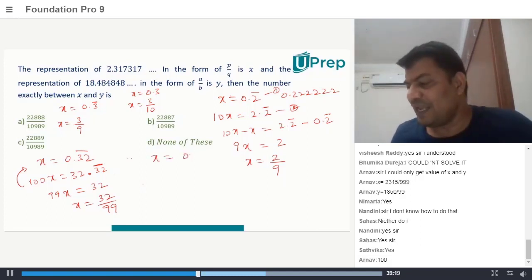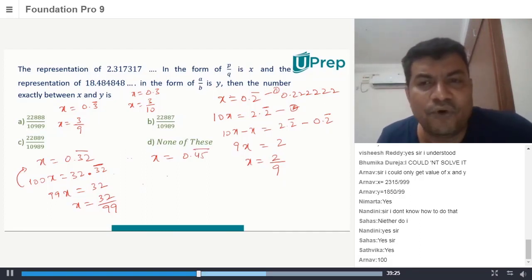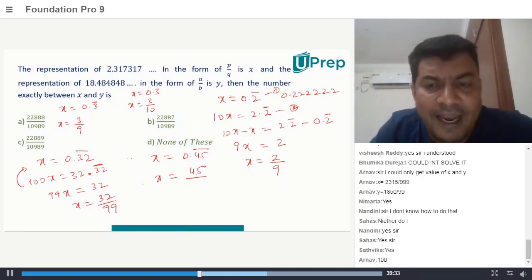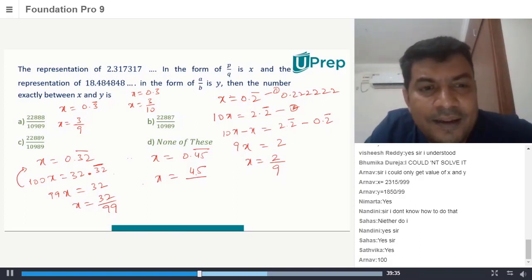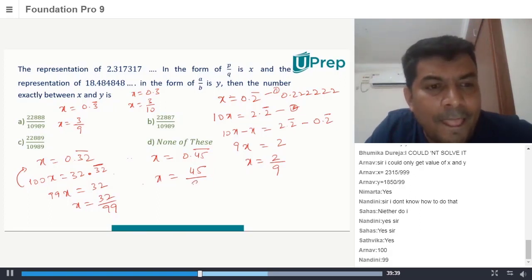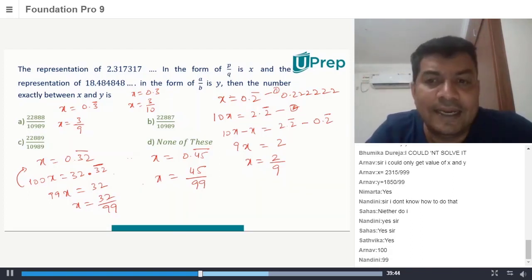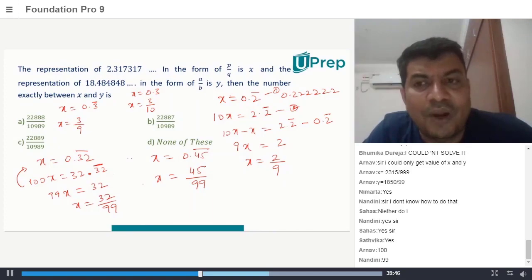That will make you learn new stuff now. Whenever you have something like x is equal to 0.45 bar, you need not worry. You can simply write x as 45 by, tell me, 45 by, yes, Nandini, 99. Very good. So we write 99. 45 by 99. This is something that you have to learn.